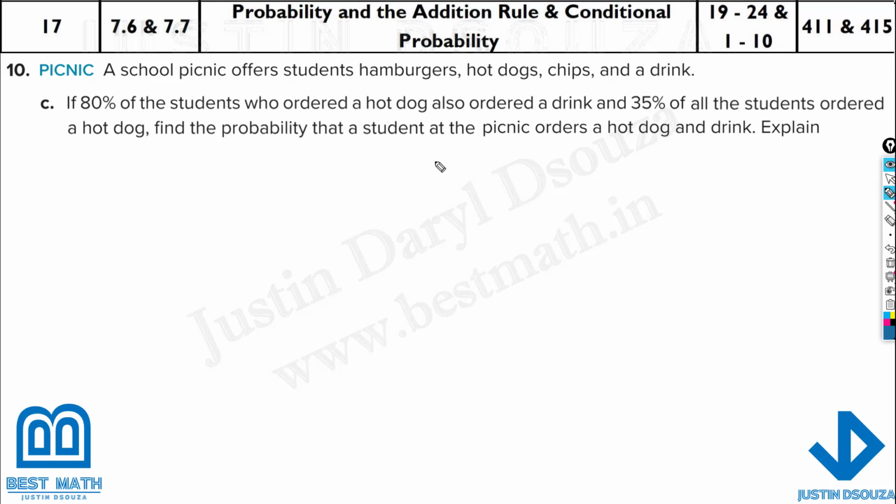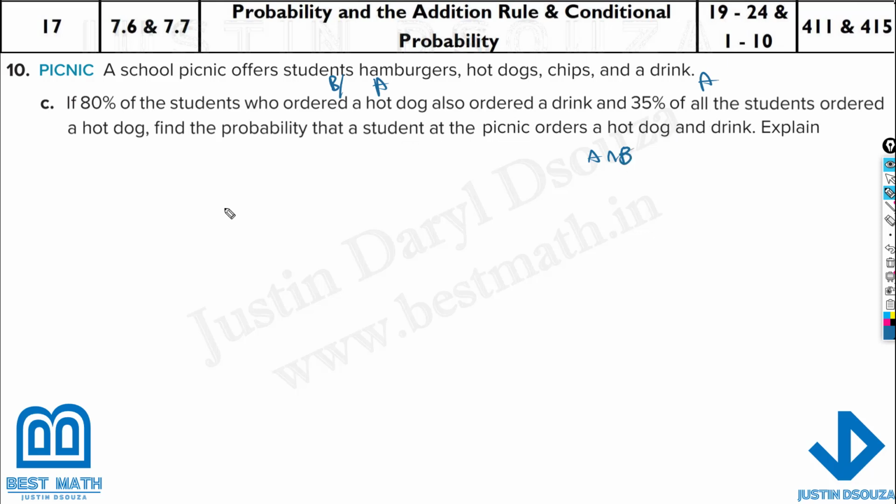And if 80% of the students who ordered a hot dog also ordered a drink, and 35% of all students ordered a hot dog, what is the probability that a student at the picnic orders a hot dog and a drink? Look over here. The conditional probability is given. Here, the condition is that 35% of all students ordered a hot dog. That is A. Hot dog is A. The condition of B given A is over here, and we need to find A intersection B, hot dog and drink.